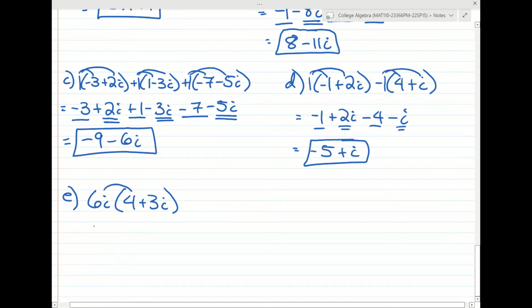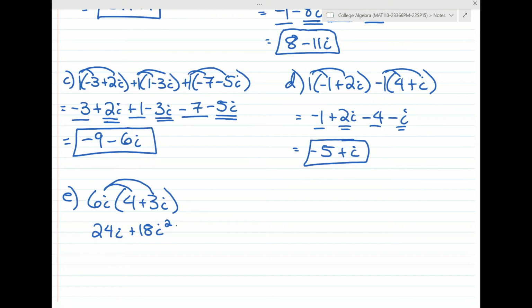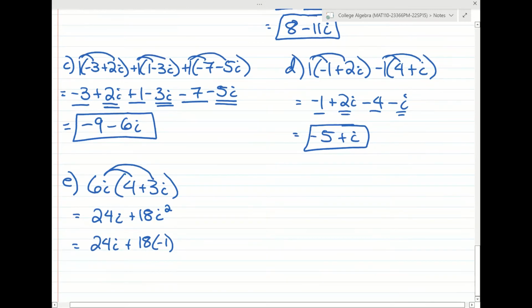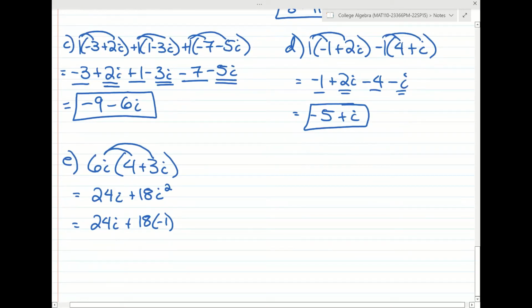So 6i times 4 is 24i. 6i times 3i would be 18i to the second power. When you multiply i times i, it's like multiplying x times x. You add the exponents. What did you say i squared was? Negative 1, right? So we could just write this 24i plus 18 times negative 1. And generally, when we're writing complex numbers, we put the i at the end. That's just standard form. We would write negative 18 plus 24i.